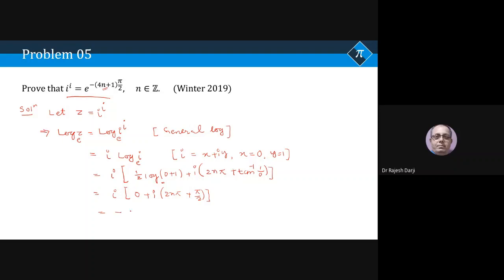i square is minus 1, into 2n pi plus pi by 2. You can take pi by 2 common. So minus (4n plus 1) pi by 2 for n belongs to Z. This is the value of log z.